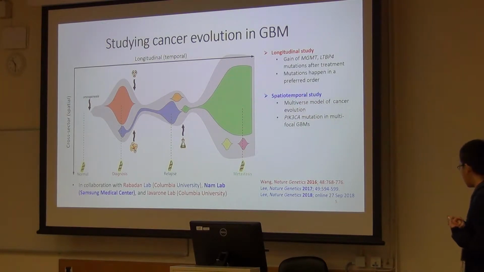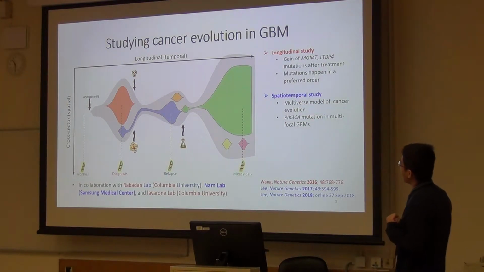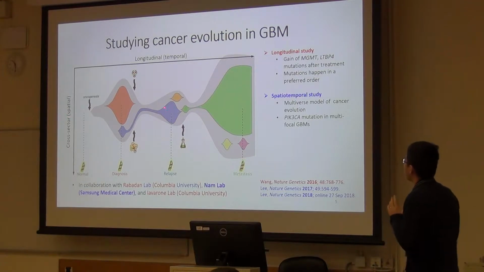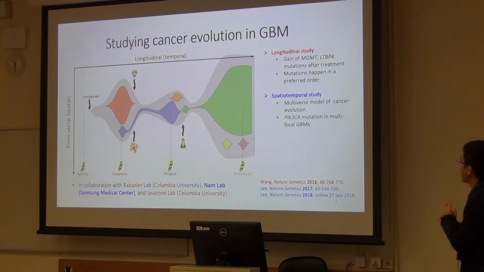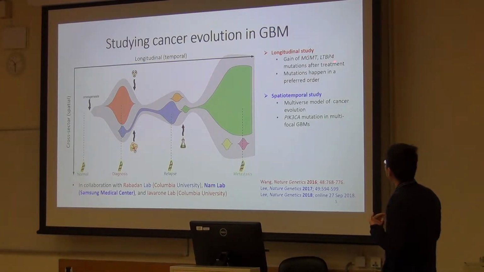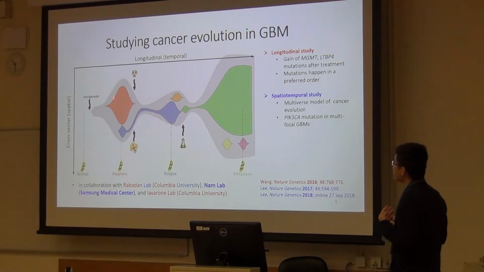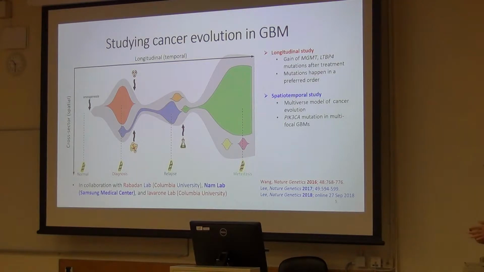Study number 1, we did a longitudinal study. From different time points, we sequenced different samples, and then we compared the difference. Eventually, from 100 patients, we found new mutations at the recurrence. For example, the mutations in MGMT, LTBP4, and so on. Also, we found the mutations have an order. The order means if you find one mutation at the first time point, usually you have more chance to find another mutation at the second time point, and that mutation is kind of predictable.